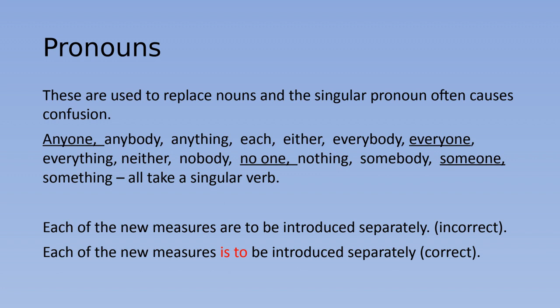So look at the example here. Each of the new measures are to be introduced separately. The better version of that is each of the new measures is to be introduced separately. And I think that occurs because normally when you use these pronouns here, you are often referring to a group of people or a number of people or a number of items. So therefore you would think that that is plural, and in actual fact it's not. So you're just using it as a singular reference.